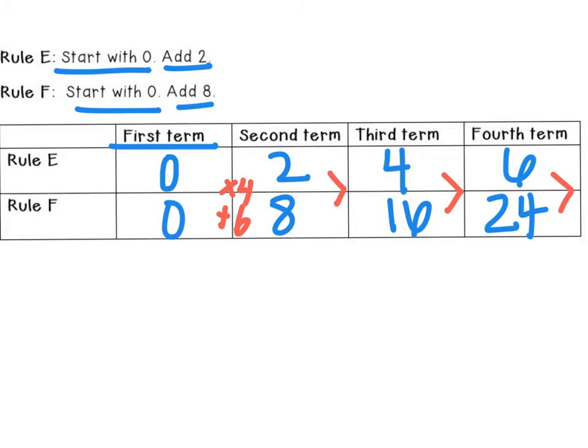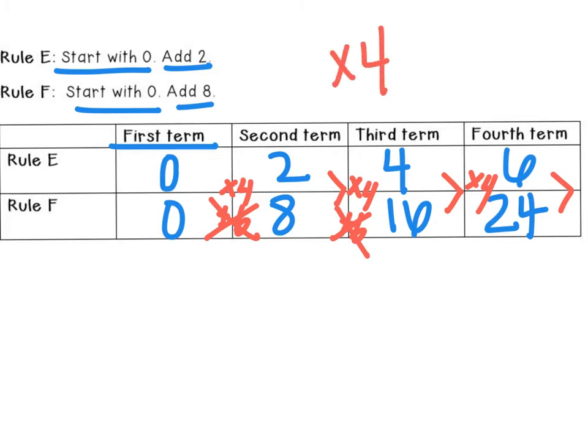When I try 4 times 4, I do get 16. If I try 4 plus 6, I get 10. So I don't think plus 6 is working. Let's see if times 4 is correct, though. 6 times 4 is 24. So it looks like my relationship between the two has something to do with multiplying by 4.